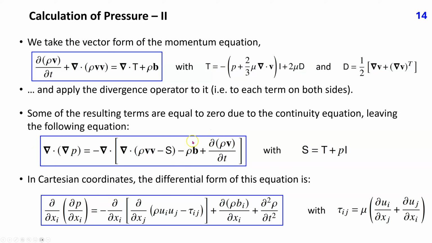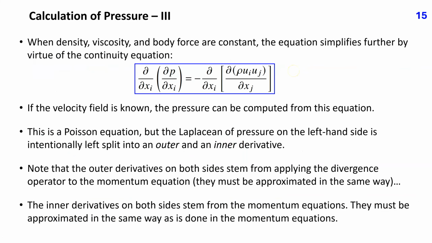Here, S is the viscous part of the stress tensor because pressure was taken out of tensor T. In incompressible flows, S is equal to this part of the stress tensor. In Cartesian coordinates and tensor notation, the above equation looks like this. This is the expression for viscous stresses in incompressible flows, corresponding to this part of the stress tensor T. When density, viscosity, and body forces are constant, the last equation from the previous slide simplifies further by virtue of the continuity equation, leaving only one term on the right-hand side.